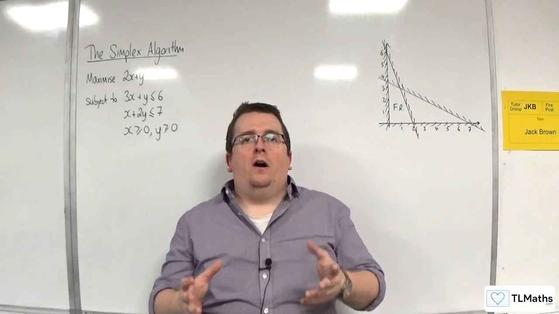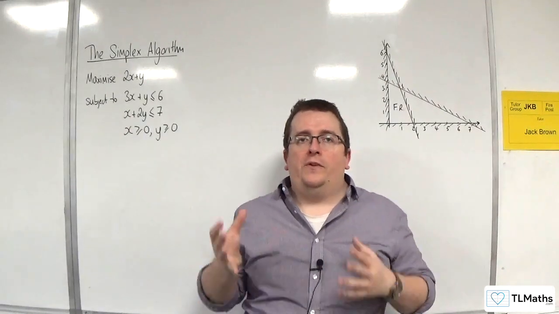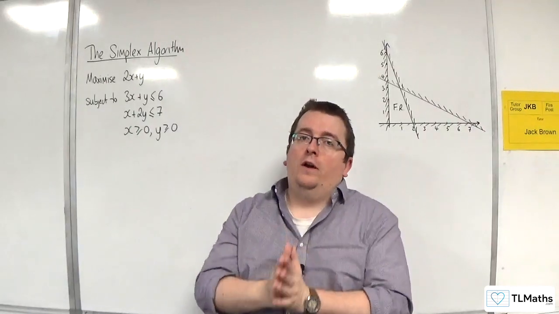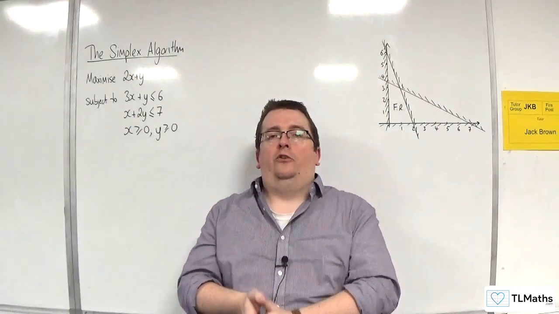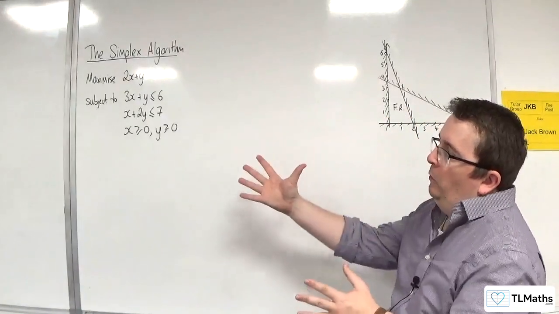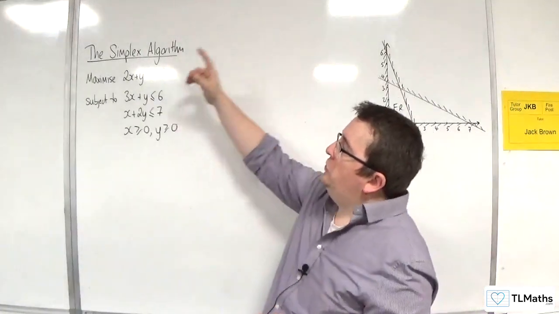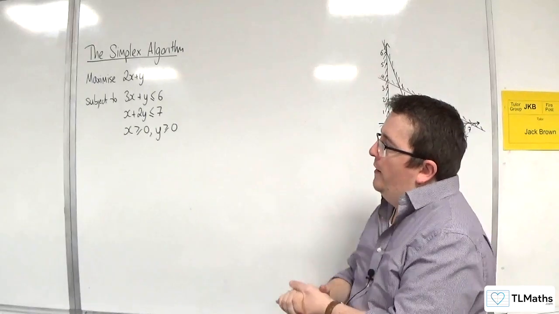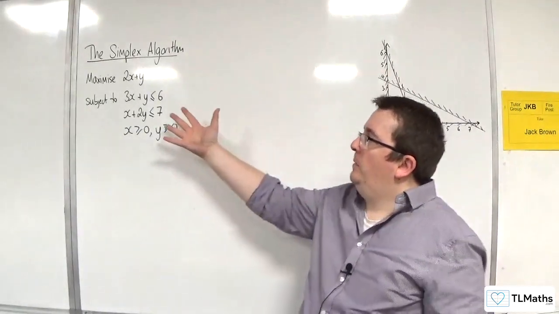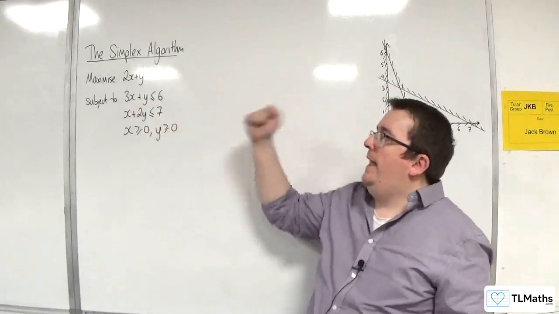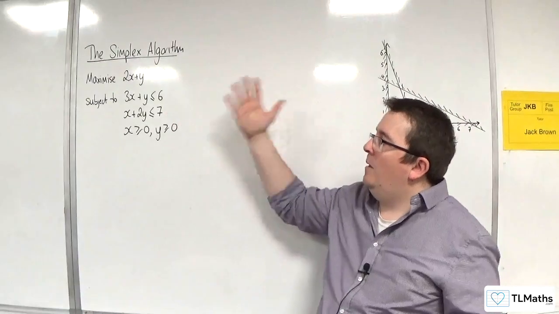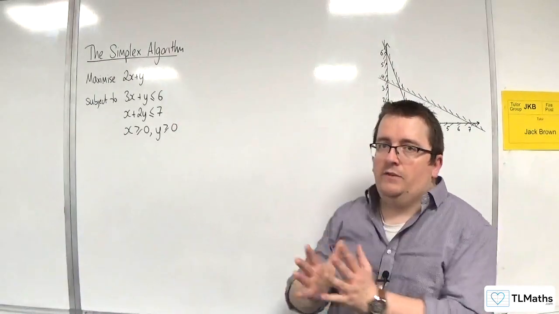So in this video, I'm going to explain what the simplex algorithm is doing. And we're going to do this by working through an example so we can see what is happening. So the example I'm going to work with is we are going to maximize 2x plus y subject to these constraints. 3x plus y is less than or equal to 6, x plus 2y is less than or equal to 7, x is greater than or equal to 0, and y is greater than or equal to 0, the non-negativity.